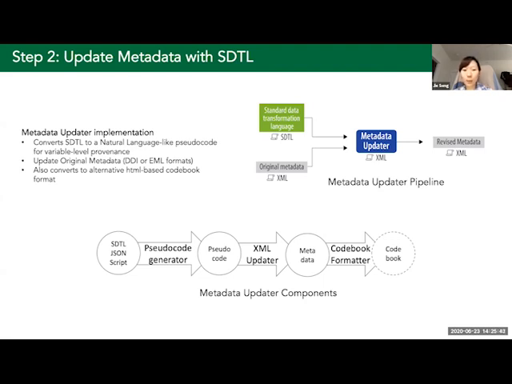And then through the XML updater, the transformation information is embedded as part of the metadata. This part we do for DDI and XML format, both of which are XML based. In addition to that, we have a new part called the codebook formatter. It's an alternative way of representing metadata in a user-friendly way. So the metadata is now in an HTML-based format called codebook.